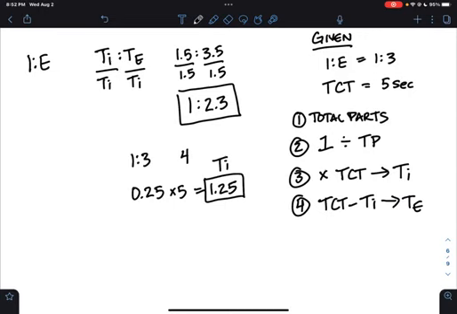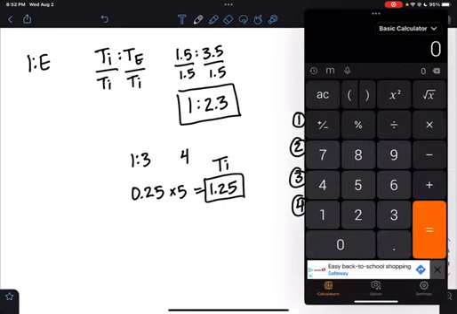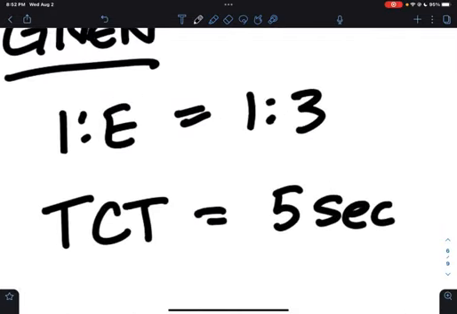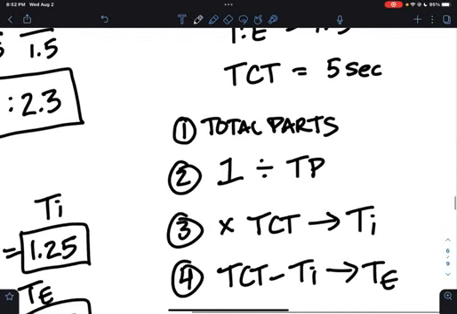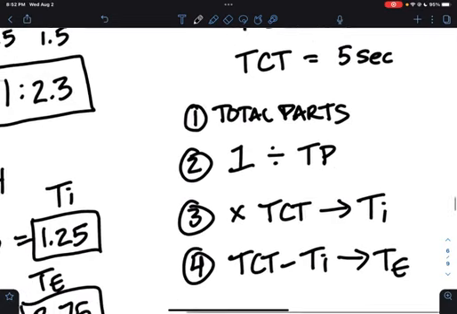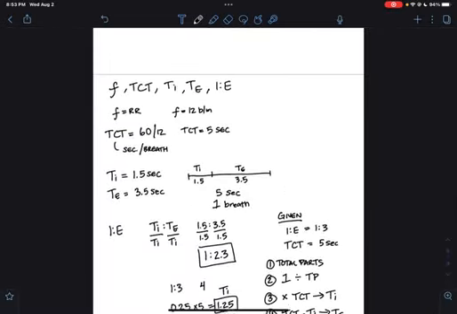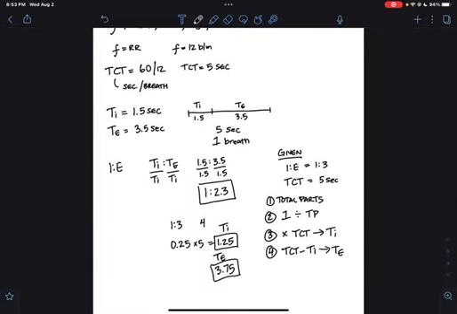And then you just do 5 minus 1.25. You get 3.75. That's your E time. So at first, it's probably hard for you to figure it out if you're just given these two values, but these are the steps. Most likely he might ask this on exams, so that's why I added that. So that's pretty much it for that part. Hope that was quick and simple.